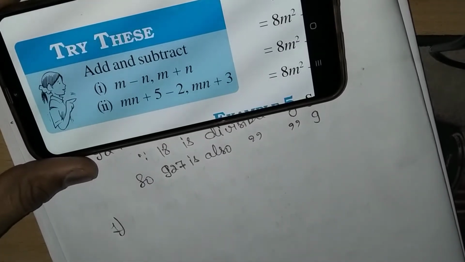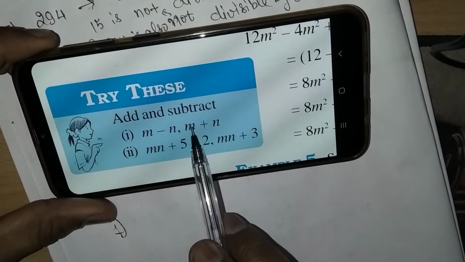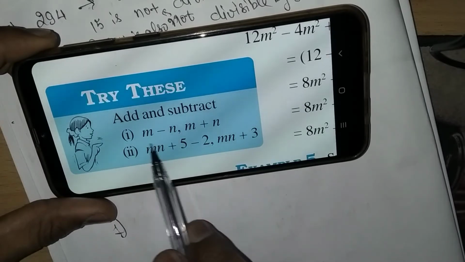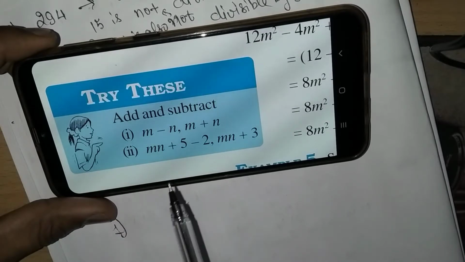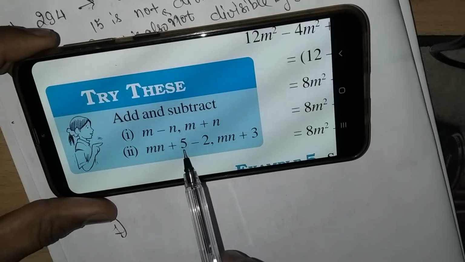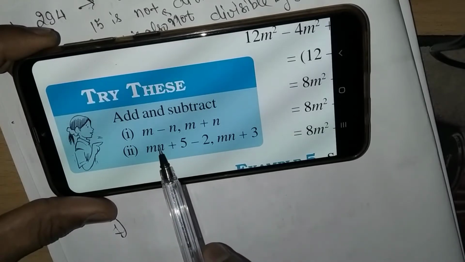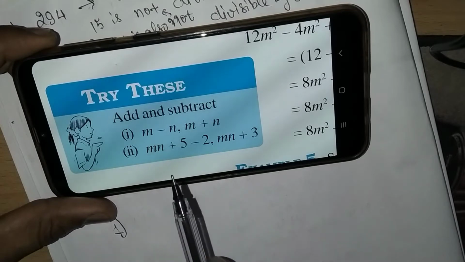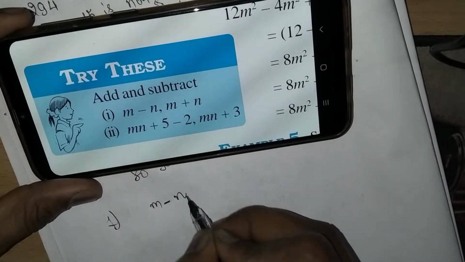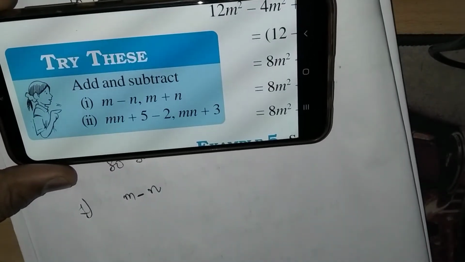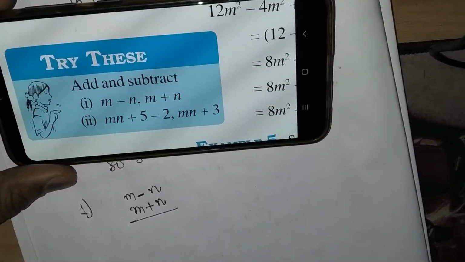See, what do we need to do? Add and subtract. You need to add these two binomials, and after that you will subtract one from the other. Understood? If you are adding, then what will be done here? See, m minus n, this one is one binomial, and the other binomial here is m plus n.